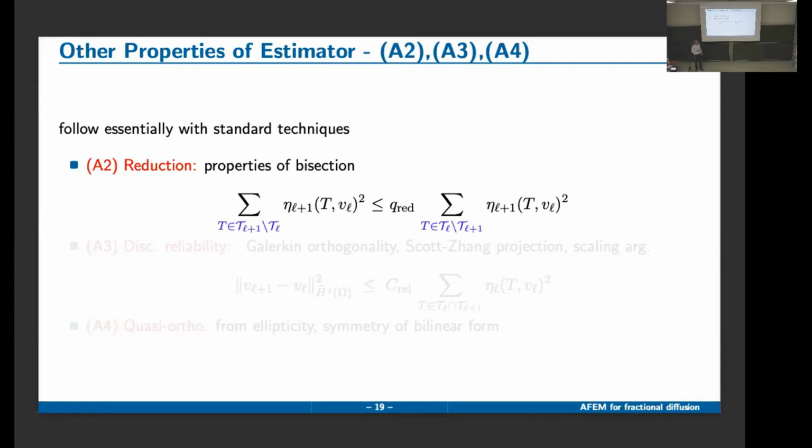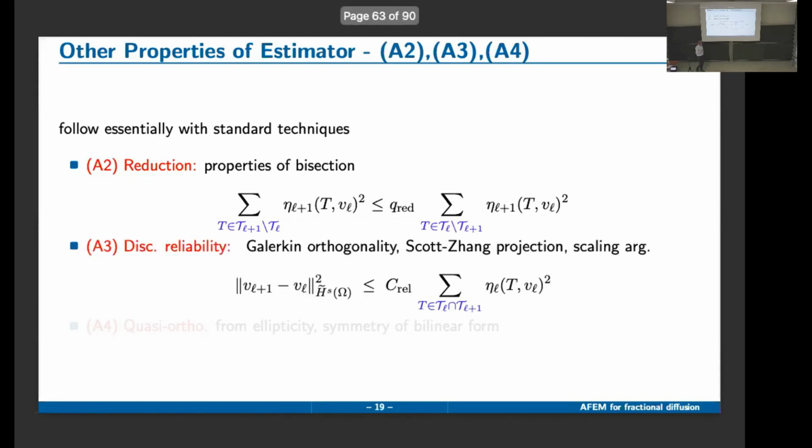What about the other properties of the error estimator? Well, they follow with standard techniques. It's a modified estimator, so you have to do them again somehow. But they are nothing deep, nothing new, I would say. So reduction again means that the error indicator on refined elements can be bounded by a constant smaller than 1 on the non-refined elements. This is a property of bisection, I would say.